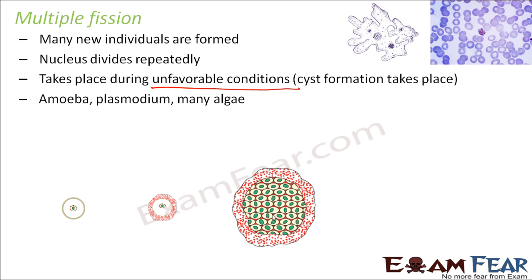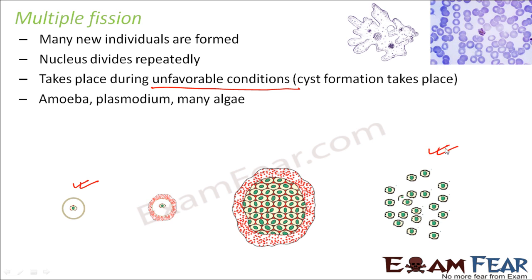Now, when the unfavorable conditions go and the favorable conditions return, then all these nuclei are released as daughters. So the cyst breaks up, and all the nuclei are released. And each of these nuclei develop into new organisms. So basically, you started from one organism and now you got many organisms. So this is the process of multiple fission. Here this red colored outer covering which you see is nothing but the cyst, and inside the cyst the nucleus division takes place, and during favorable conditions the cyst breaks down and then the nuclei are released out.